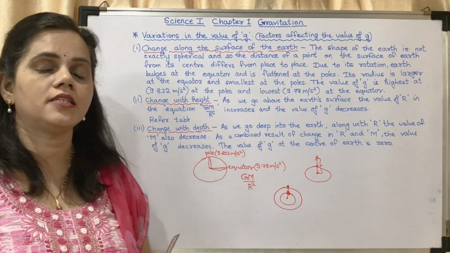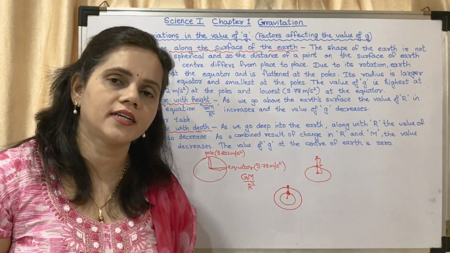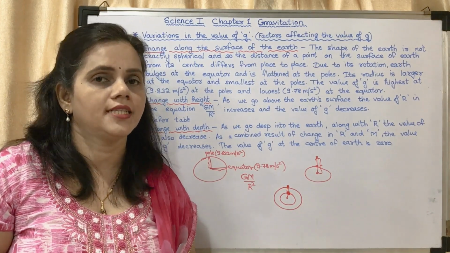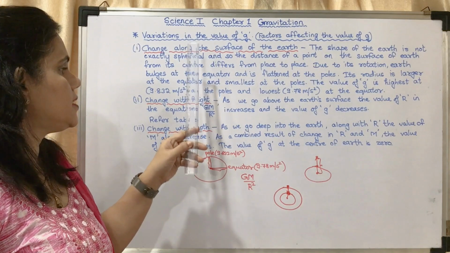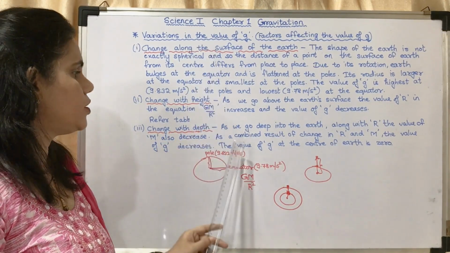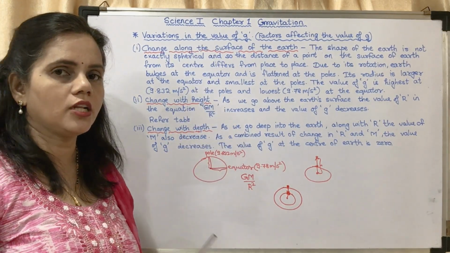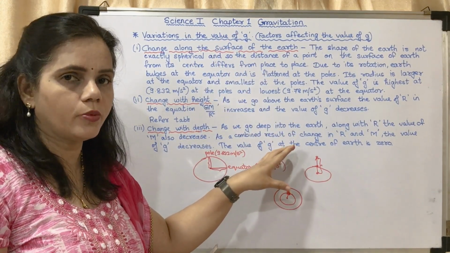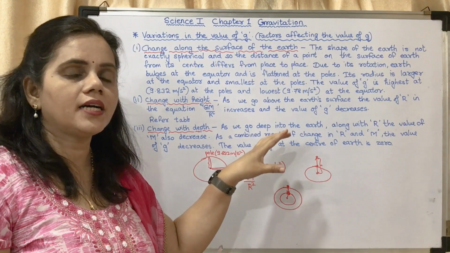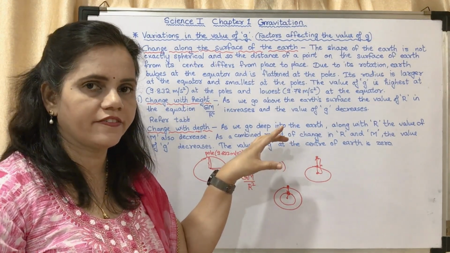So this is the answer for the question, what are the various factors affecting the value of g, that is acceleration due to gravity. You have to write in statements all these from here to here. Hope you have understood all the points. You may copy this and you may write accordingly in your notebook. Okay, otherwise you may mark these points in your textbook itself.